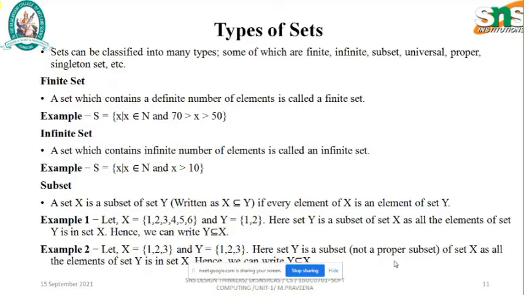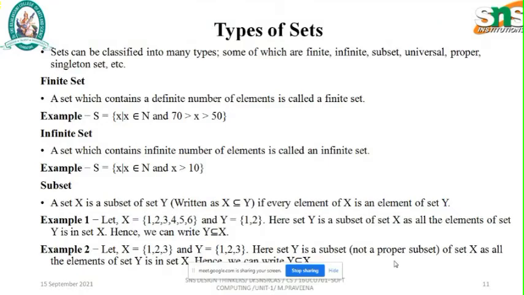Set S = {x : x ∈ N, 70 < x < 50}, where N stands for natural numbers. That is the range of values between 70 and 50. So we can easily count and say that there are 20 elements.